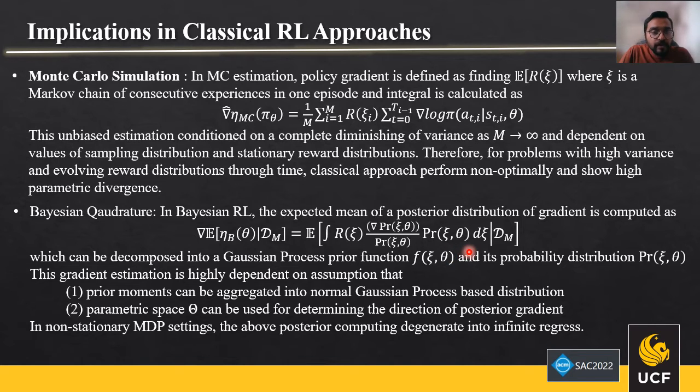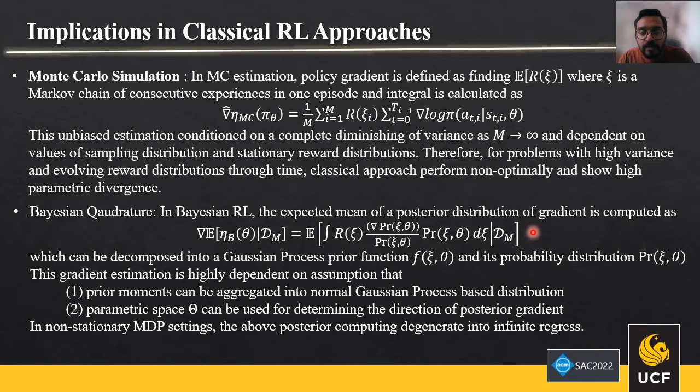So this integral can be decomposed into two parts. One is the Gaussian prior function f(psi, theta) and its current probability distribution p(psi; theta). So in the Bayesian quadrature, this gradient estimation is highly dependent on the assumption that prior moments can be aggregated into a normal Gaussian process-based distribution.